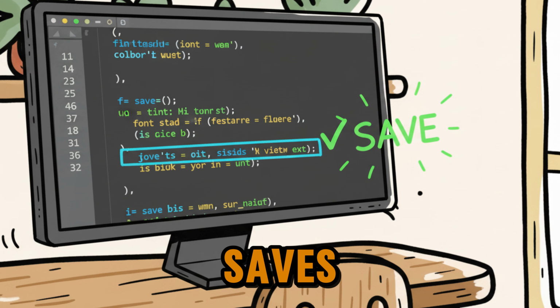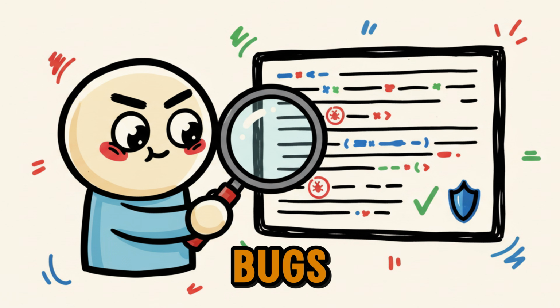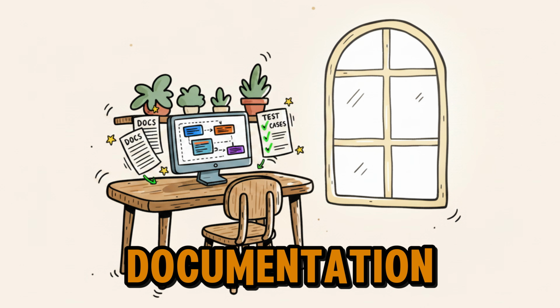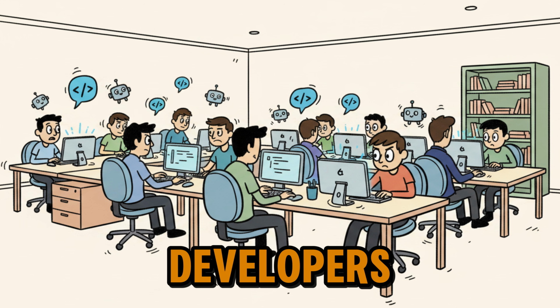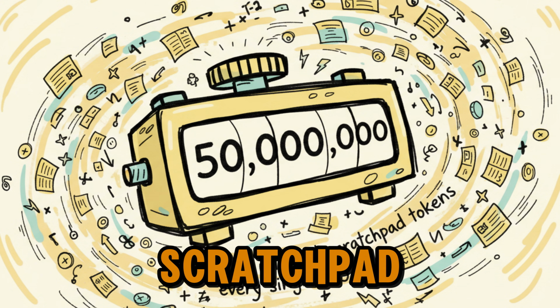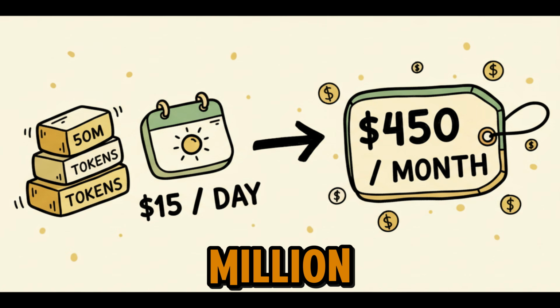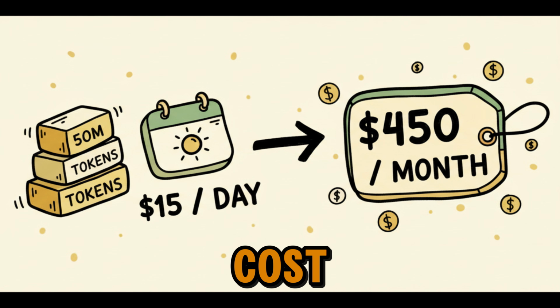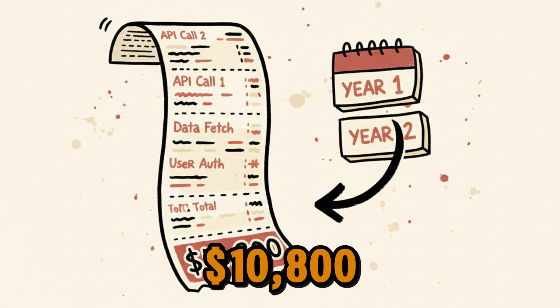Every time a developer saves a line of code, an internal agent reads the codebase, checks for security bugs, writes test cases, refactors documentation, and queries vector databases. A team of 10 developers running continuous background agents can easily generate 50 million internal scratchpad tokens every single day. On a cloud API billing model at 30 cents per million tokens, 50 million tokens a day costs $15 a day, or $450 every month. Over a 2-year operational window, that API bill accumulates to $10,800.